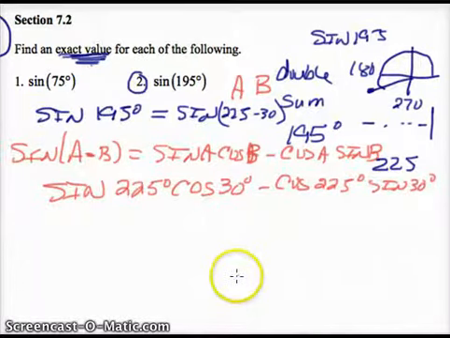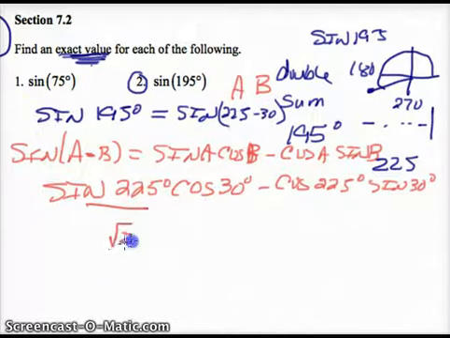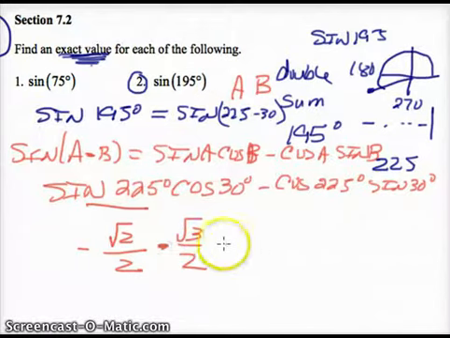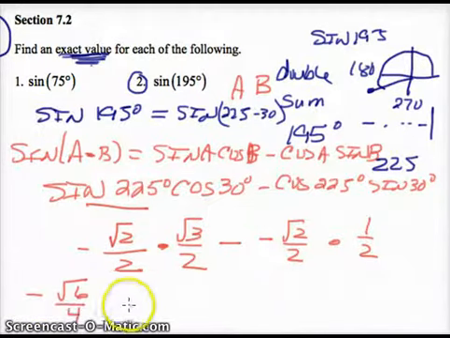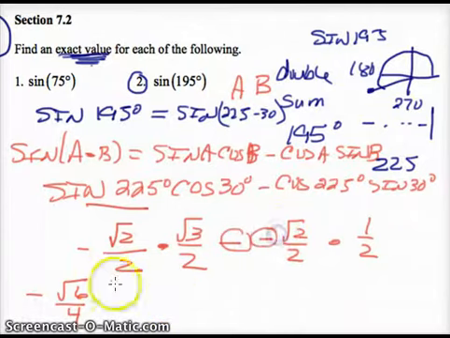All right, let's plug in what we know. Well, we know this from the unit circle is radical 2 over 2, but remember, it's negative. Cosine of 30, we know is radical 3 over 2. See, that's why you got to know the unit circle. Minus cosine of 225, that's negative also. Negative radical 2 over 2. And then times the sine of 30, everybody knows that is 1/2. All right, let's do a little algebra. That's going to be minus radical 6 over 4. Two negatives make a positive, plus radical 2 over 4.